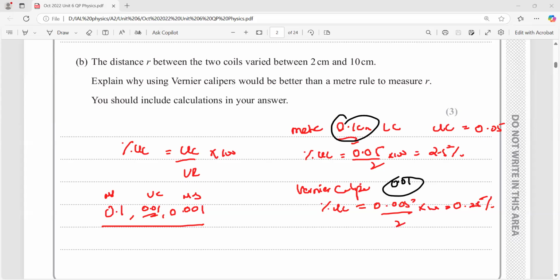So we work out the percentage uncertainty and say that it is smaller using a vernier caliper as compared to a meter rule, as we are measuring the same length, which is 2 centimeter, but with a different instrument. Is it clear, this comparison?